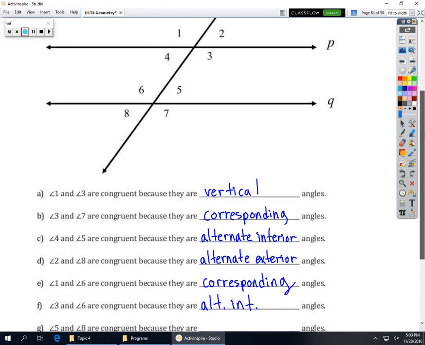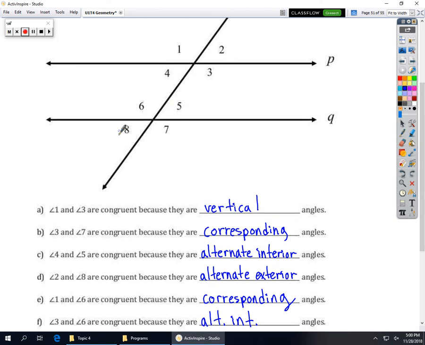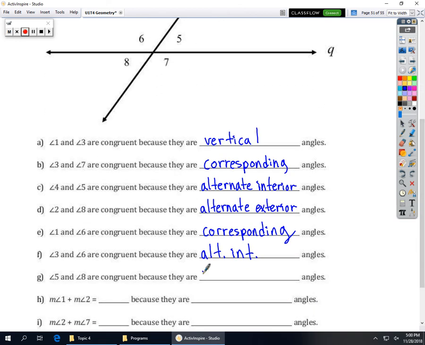All right, moving down. 5 and 8. Oh, these are vertical again. See, 2 intersecting lines, and they are across each other from the intersecting lines. So again, vertical angles.